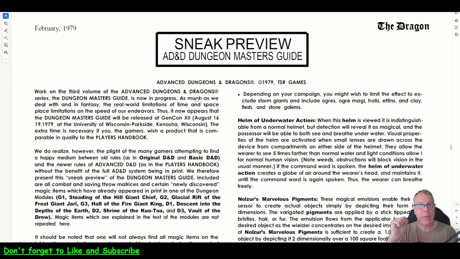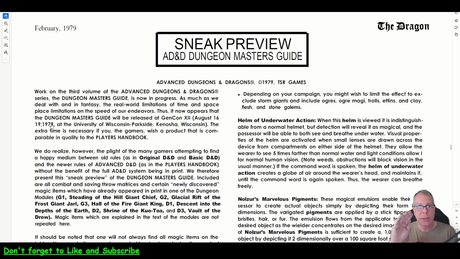And remember, we've gotten the Monster Manual, we've gotten the Player's Handbook, we've gotten G1, 2, and 3, and we've gotten D1, 2, and 3, and a couple other modules from the S series that have come out since then, and there's no combat rules. None whatsoever at all. So as much as we deal with, and in fantasy, the real-world limitations of time and space place limitations on the speed of our endeavors, thus it now appears that the Dungeon Master's Guide will be released at Gen Con, August 16th, 1979.